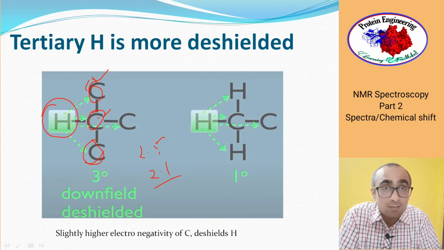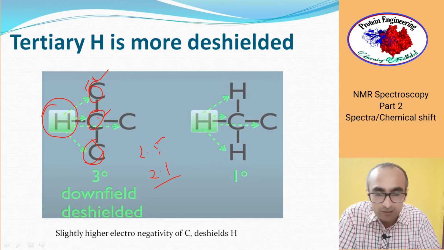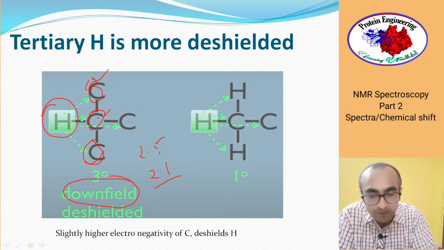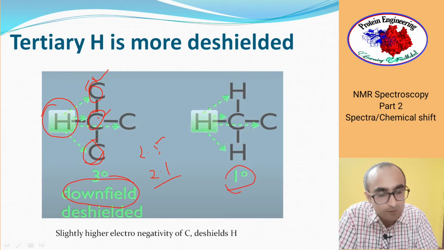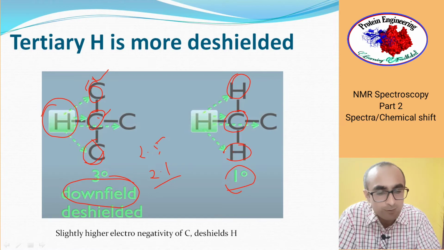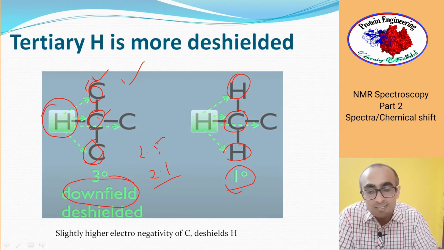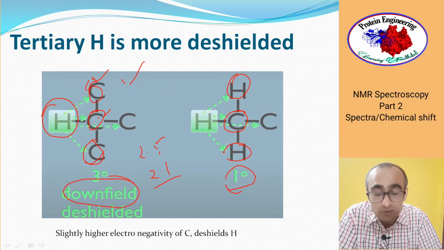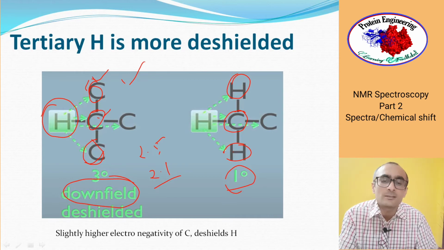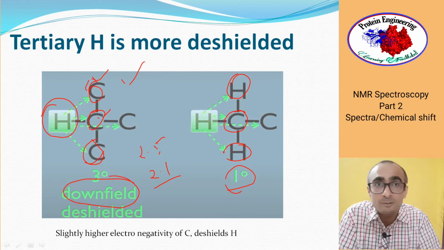It lacks electronic cloud in the neighborhood because that has been pulled by the carbon atoms, and that's why the deshielded proton gives a peak most downfield. In comparison, if you see the primary hydrogen atom, in primary you have only one carbon atom close by. In tertiary you have more carbons near this proton. That's why the tertiary proton is most deshielded and the peak is more downfield. That's why the tertiary hydrogen peak is more on the higher frequency side. It absorbs high frequency in order to resonate in comparison to secondary and primary hydrogen atoms.